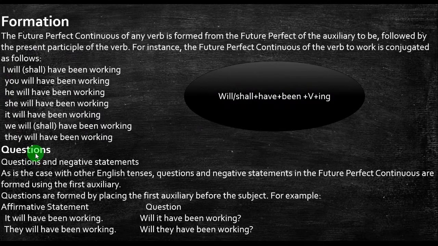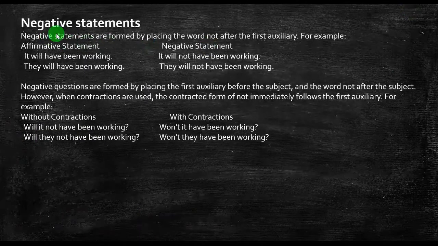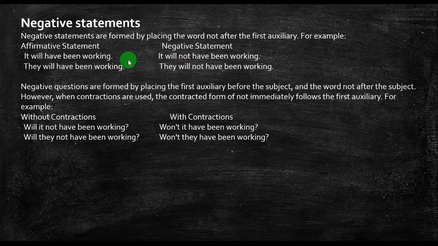And how are the questions formed? See now, the questions are formed by putting the helping verb in front of the subject. For example, it will have been working, will it have been working is the question, right? Let's see how its negative statements are formed. So negative sentence is formed by adding not to the helping verb. For example, here is the simple statement, it will have been working. So in negative sentence it will be written, it will not have been working.